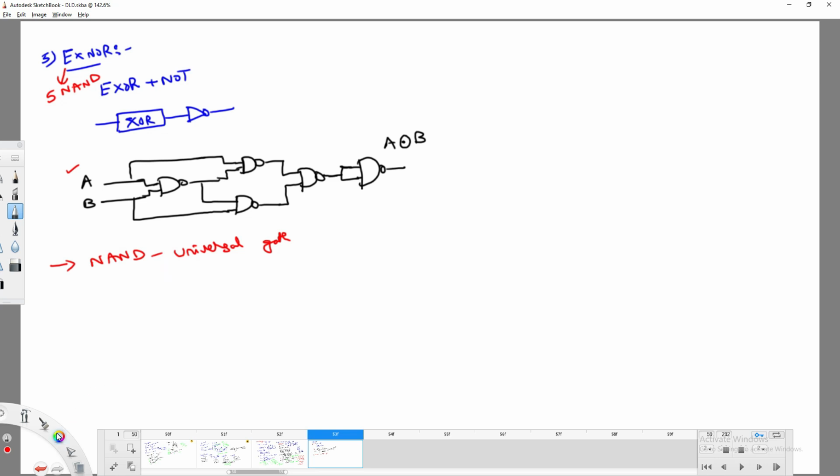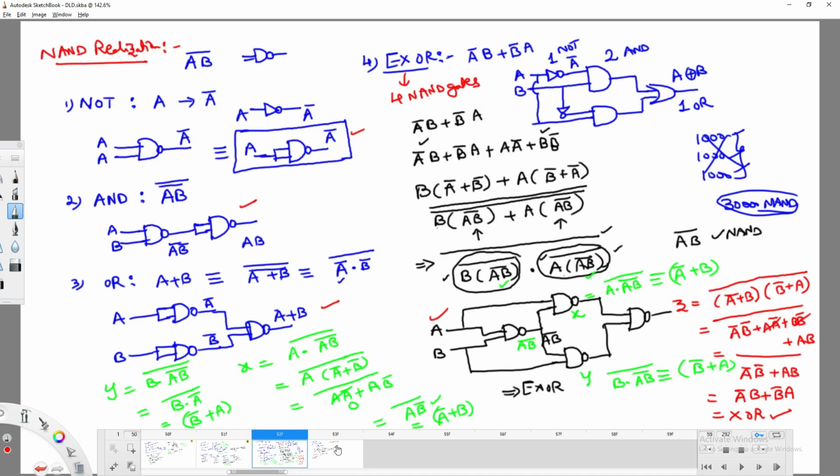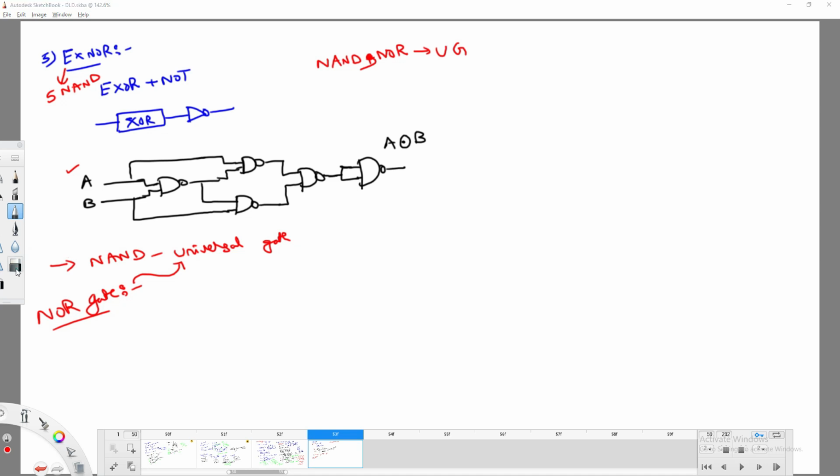Okay, fine. Next, we'll see the further gate, that is NOR gate. Actually, NOR gate is also a universal gate because with the help of this NOR gate, I can construct any kind of other gates. So finally, I can conclude that NAND and NOR are universal gates. To prove this one, I am doing all these things. NAND realization, right? Next one is NOR realization.